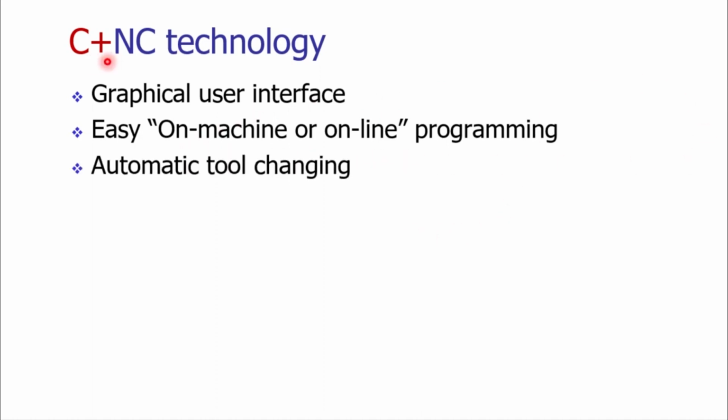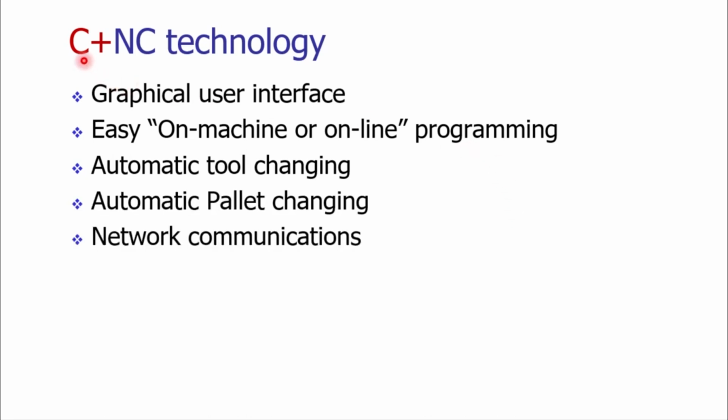With the use of computers, we can automatically change the tools. We can have the facility of palette changing as well. With computers, it was very much possible to communicate with a variety of machine tools around and to have control of a variety of machine tools by using a single computer. So that we call the DNC, direct numerical control. A single computer is controlling the operations of a variety of numerical control machine tools.